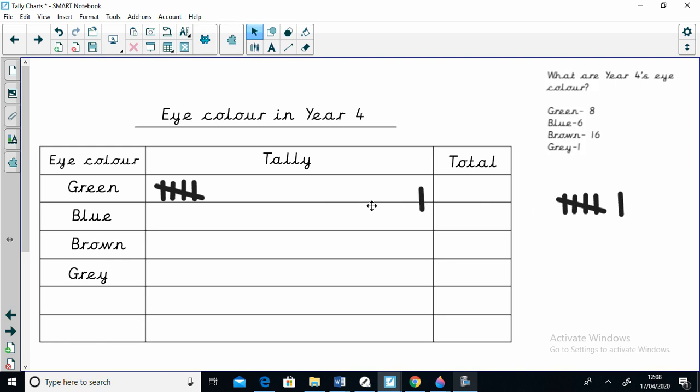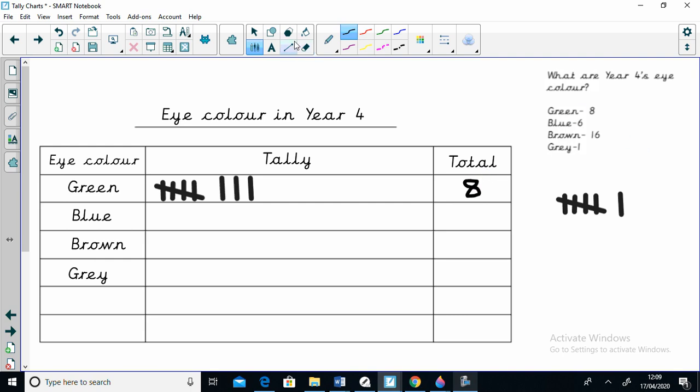So I've got 5 there. I need another 1 to make 6, and then 7, and 8. There we go. There's my tally for green. My last step is just to make sure, let's get a proper colour here, I put the total number. So a total of 8 people have green eyes.